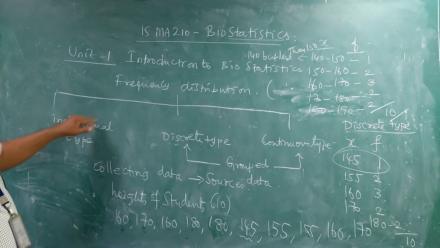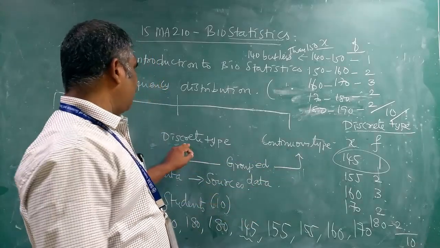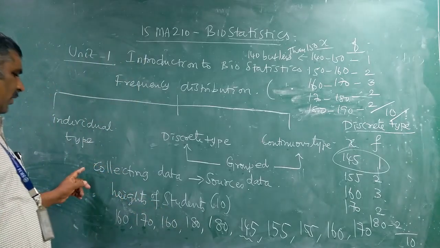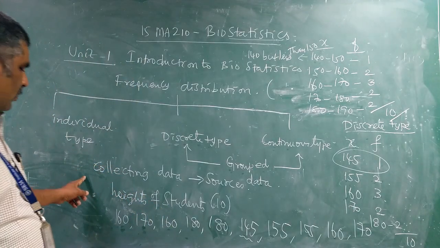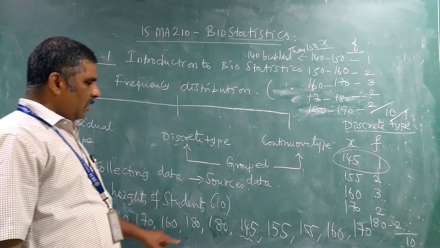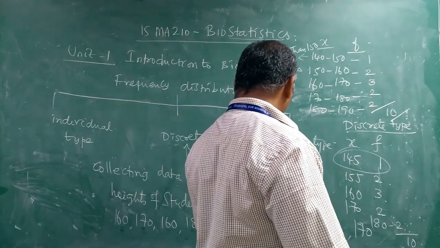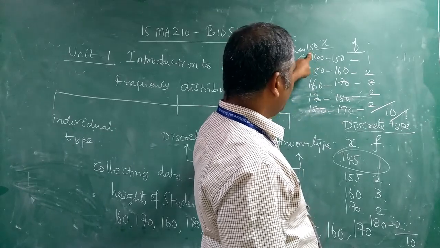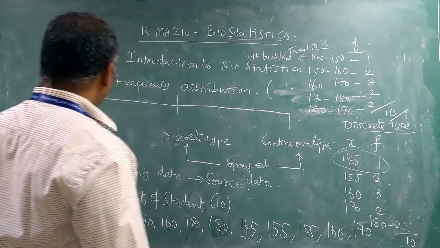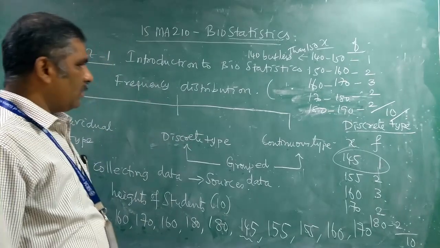So what are the types of data? Individual type data, second discrete type data, and continuous type data. The discrete type data and continuous type data are also known as grouped data. Through one simple example, we have seen how to collect individual type data, how that individual type data converts into discrete type data, and how the same individual type data converts into continuous type data. Very simple example. Next class we will discuss measures of central tendency. Thank you.